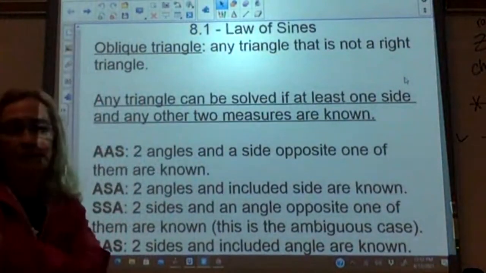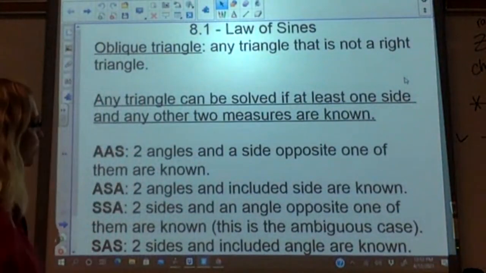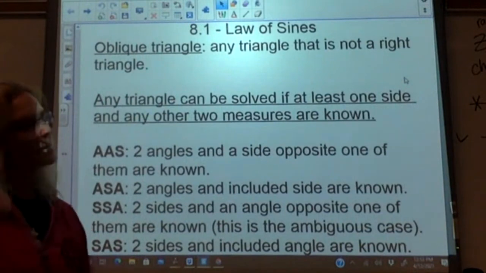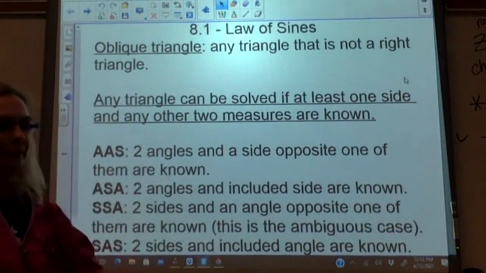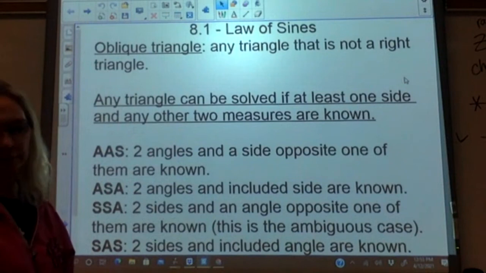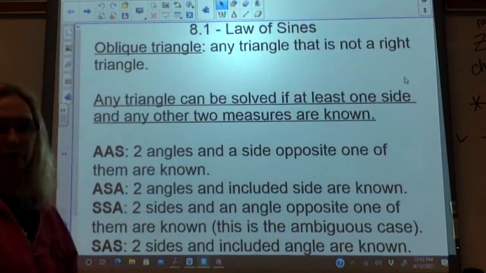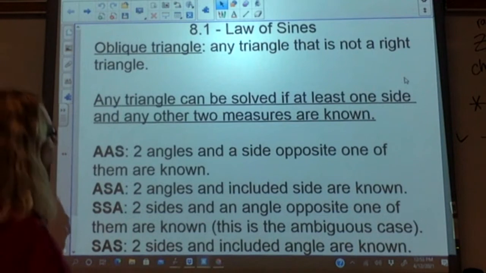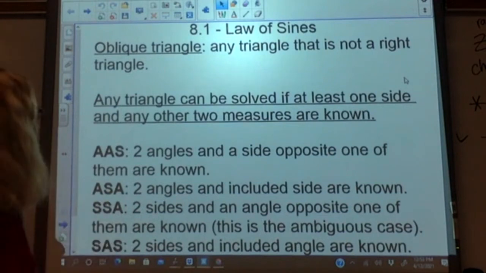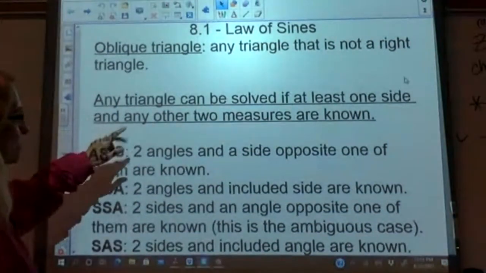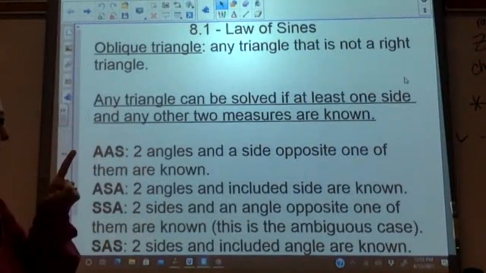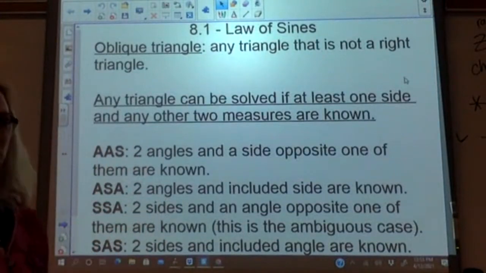All right. This section, 8.1, is about the law of sines. Up until this point, all the triangles that we've dealt with in trig have been right triangles. Now we're going to look at oblique triangles, which is any triangle that is not a right triangle. Any triangle can be solved if at least one side and any two other measures are known.